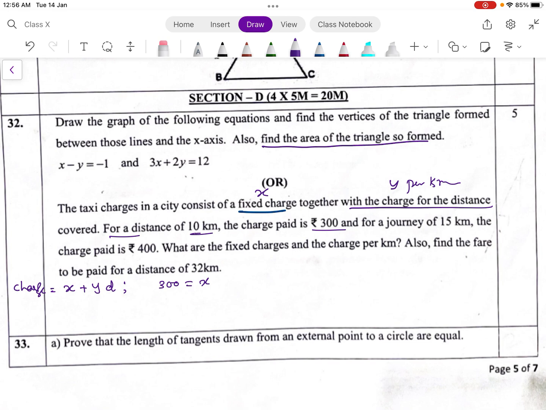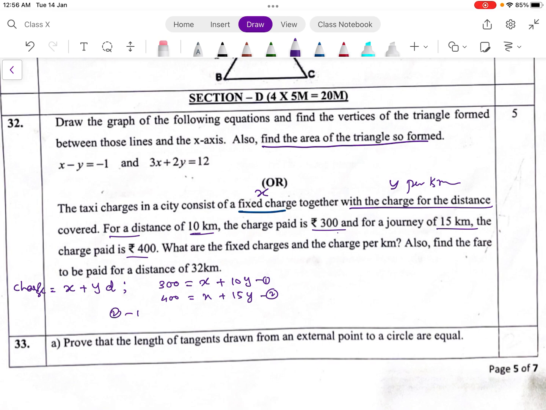For a distance of 10 kilometers, the charge paid is 300, so the distance covered is 10, which means it is 10y. Similarly, the second journey is for 15 kilometers, so d equals 15, and charges paid are 400. So the second equation is 400 equals x plus 15y. This is equation 1, and this is equation 2.